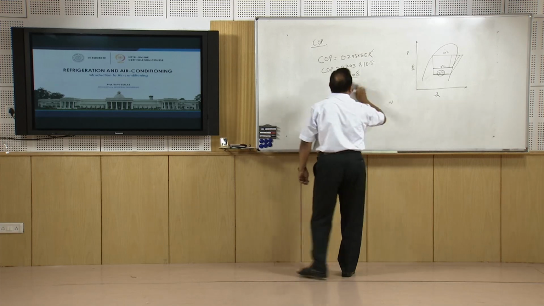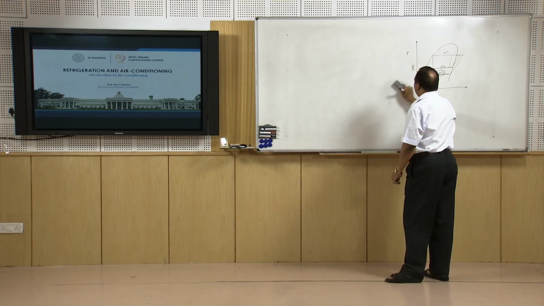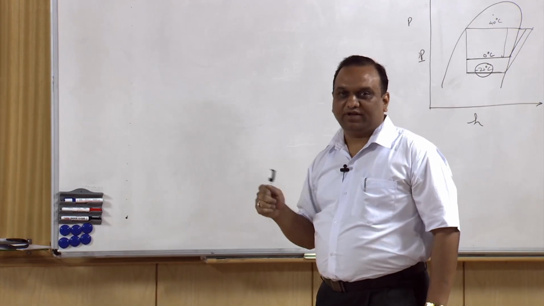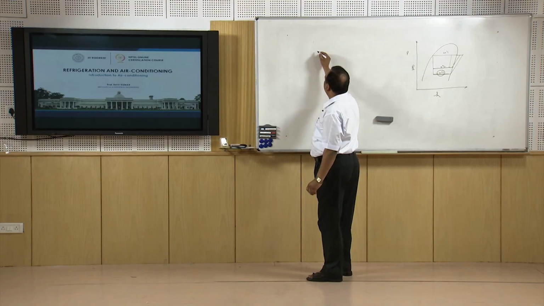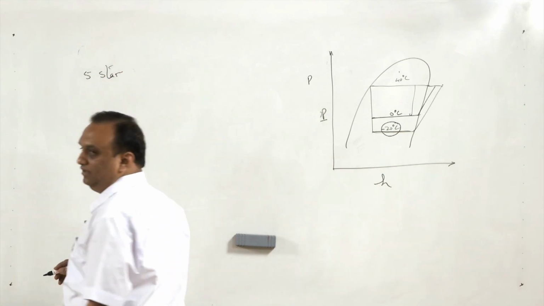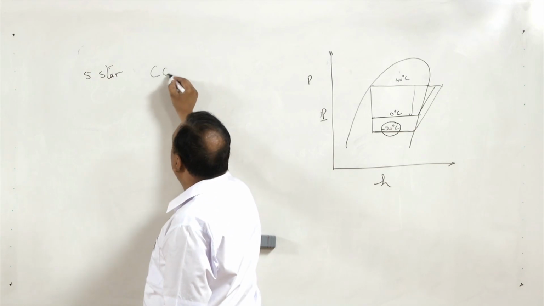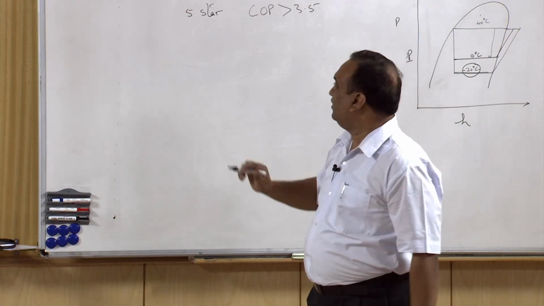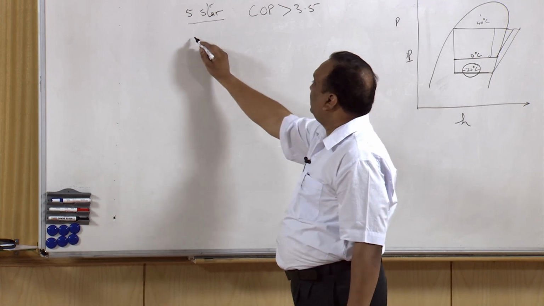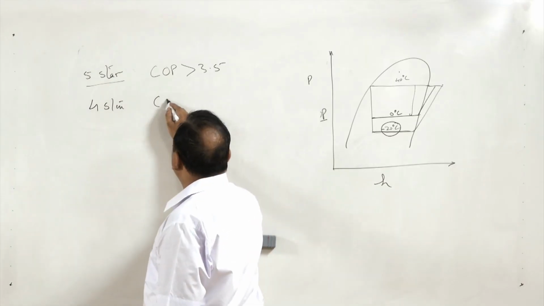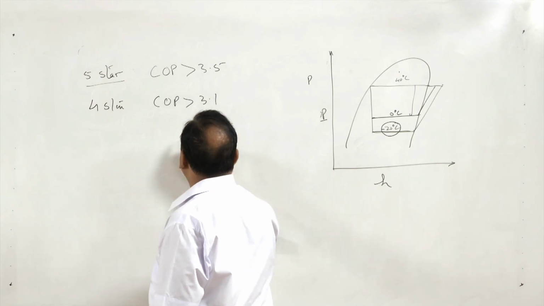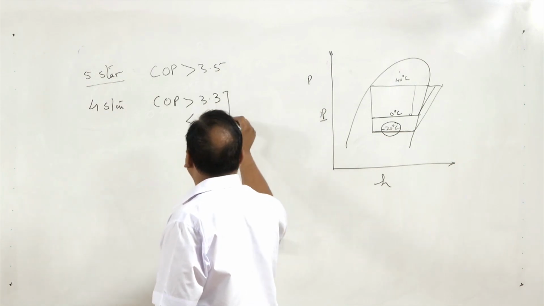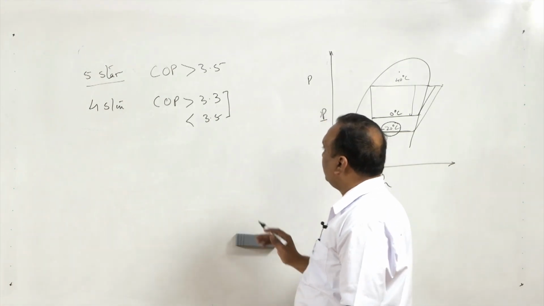In the air conditioning market, you will find that there is a star rating of AC systems: not 1 star, there is 2 star, 3 star, 4 star and 5 star. Now, the 5 star AC should have COP greater than 3.5. There are a few manufacturers in the market who give 5 star AC. 4 star should have COP greater than or equal to 3.3 and less than 3.5. So, in this range it is going to be 4 star.